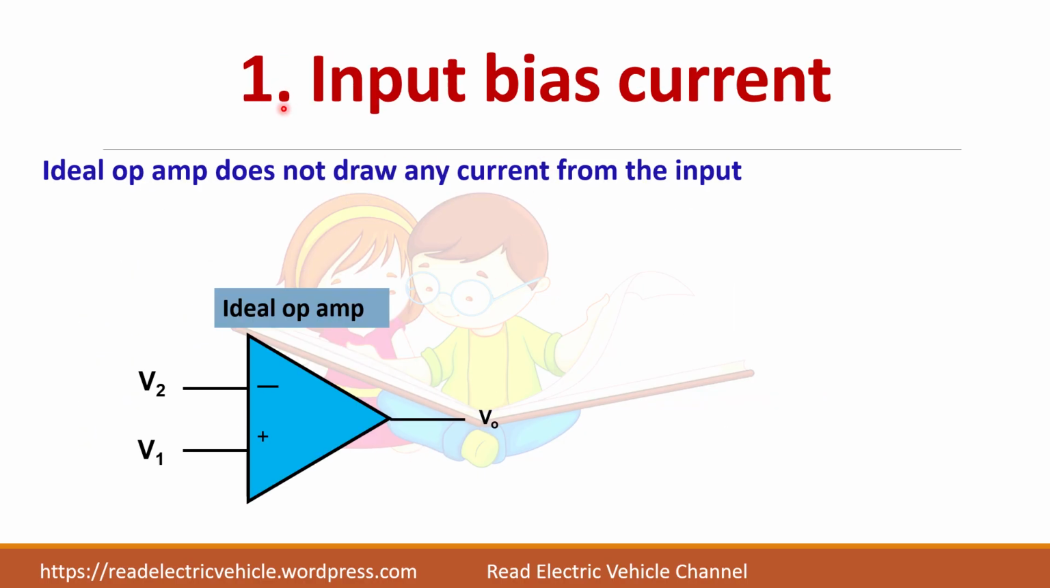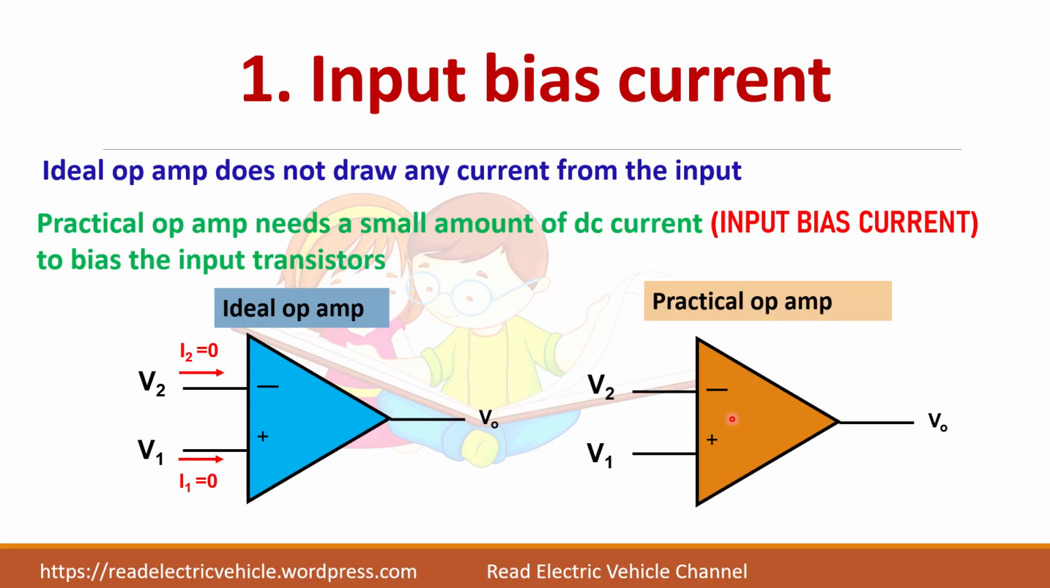If you take the first case, input bias current, we know an ideal op-amp does not draw any current. It means that I1 equals 0 and I2 is also equal to 0. So the op-amp does not draw any current from the input. But practically, the op-amp will draw some current for its operation, which is represented by IB minus and IB plus. This current IB minus and IB plus is called the bias current or input bias current, which is required to bias the input transistor.